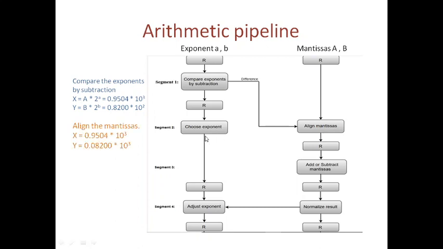So in segment 2, after choosing the exponent, the alignment of mantissa will be done. Now here you can see the mantissas are aligned by the method of subtraction. So eventually what we have done is we have made small a equal to small b, meaning we made both exponents the same. So in segment 2, the alignment of mantissa will be done.